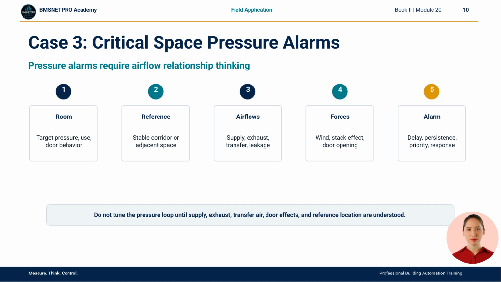A pressure sensor may be accurate, but referenced to the wrong location. A room may meet pressure when the door is closed, but fail when the door opens. An alarm may be too fast, too slow, or tied to the wrong operational state. The workbook method requires the learner to map the airflow relationships before tuning a loop or changing alarm delays.